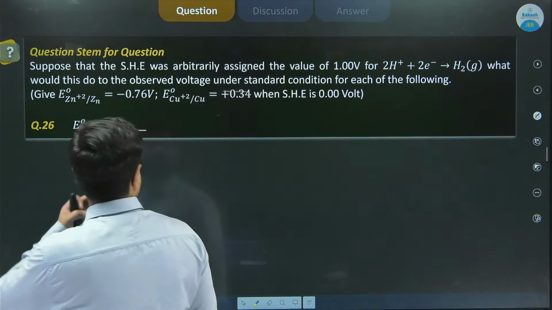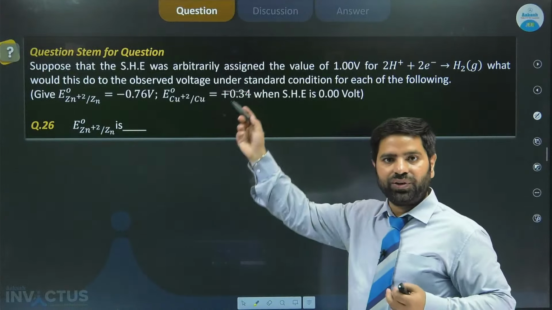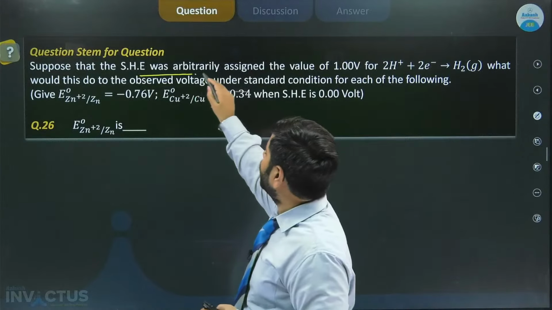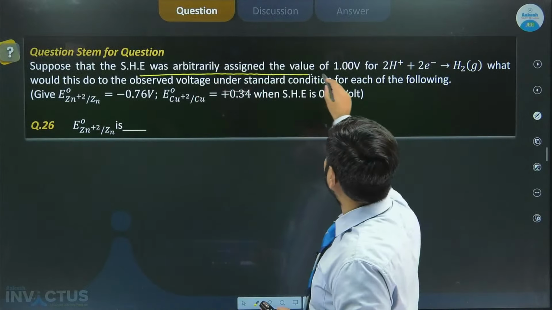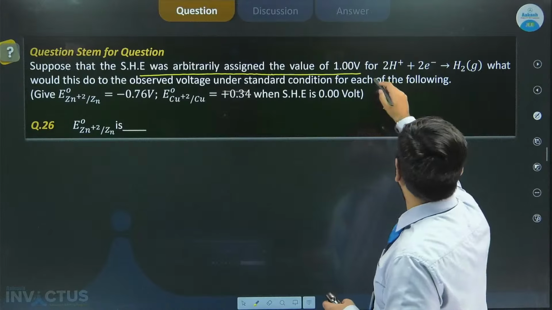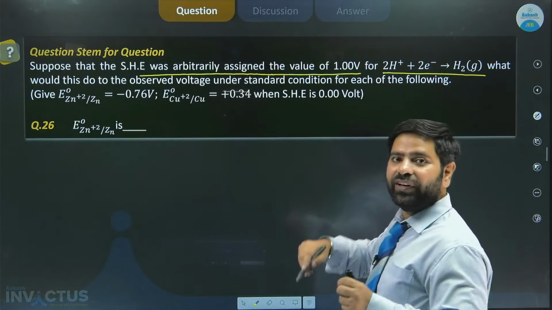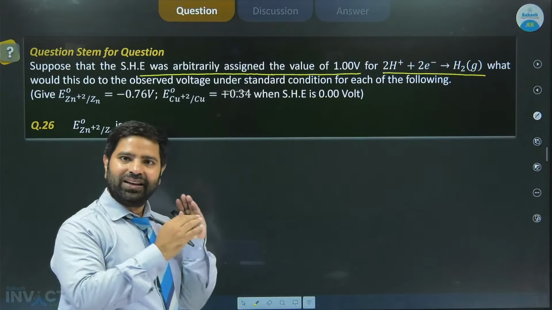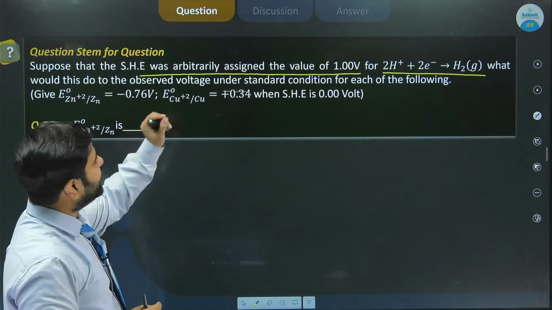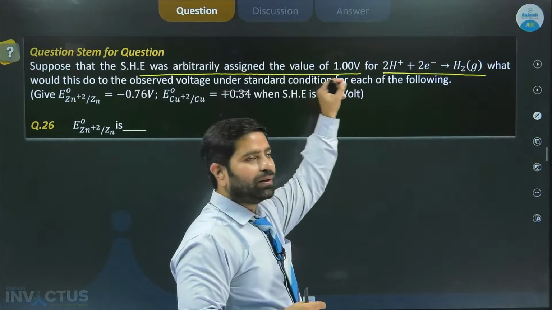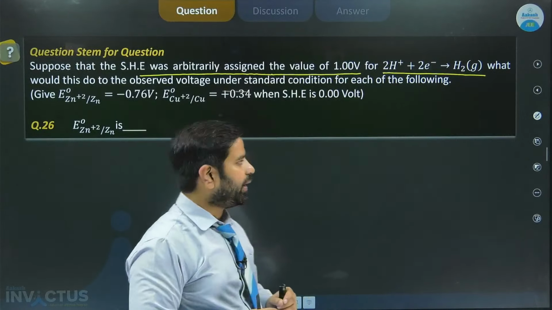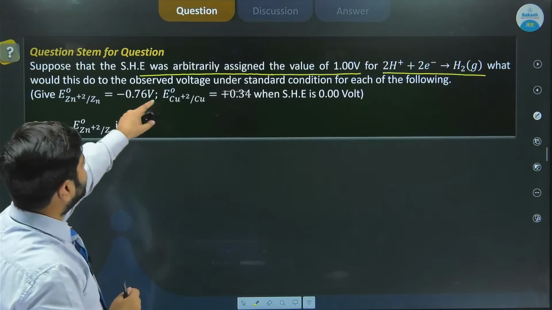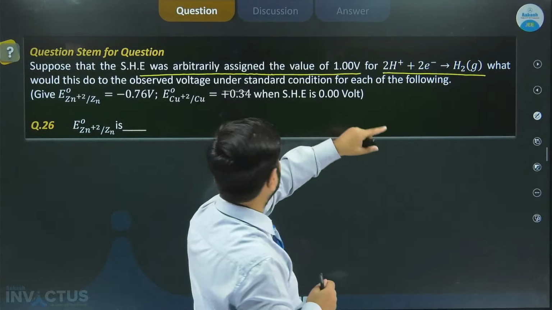So this is a question based on electrochemistry. You can clearly see the standard hydrogen electrode was arbitrarily assigned the value of 1 volt. What value do we usually take for the standard hydrogen electrode? Usually that is 0 volt. But the question is saying that we have to take 1 volt for the standard hydrogen electrode. Arbitrarily chosen. What would be the observed voltage under standard condition for each of the following?